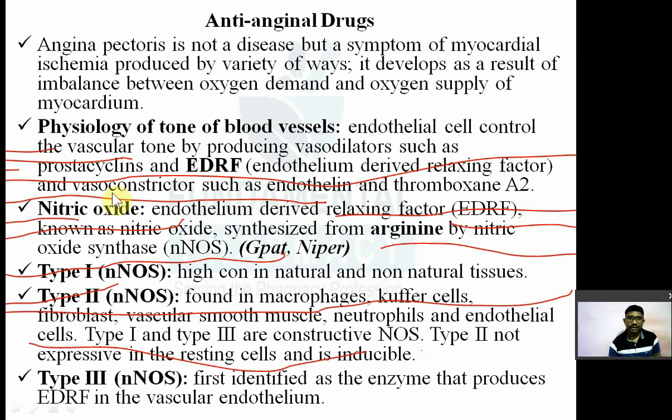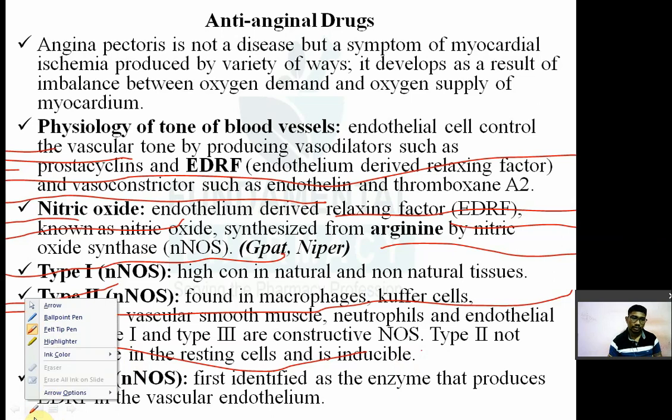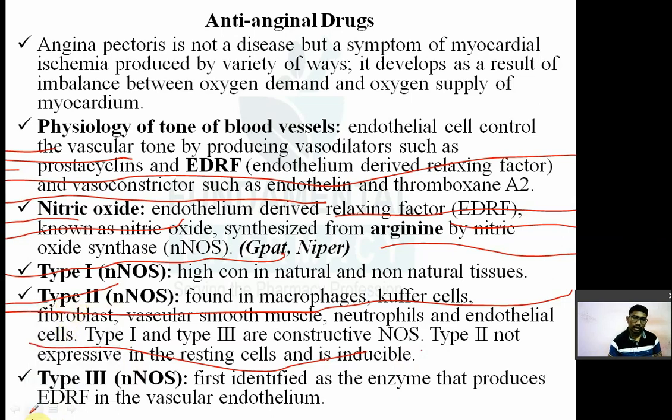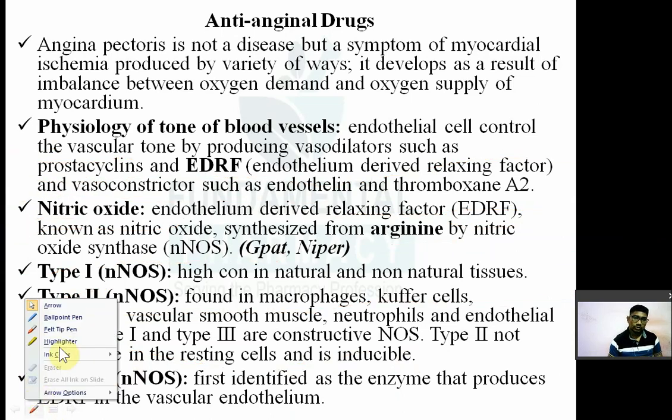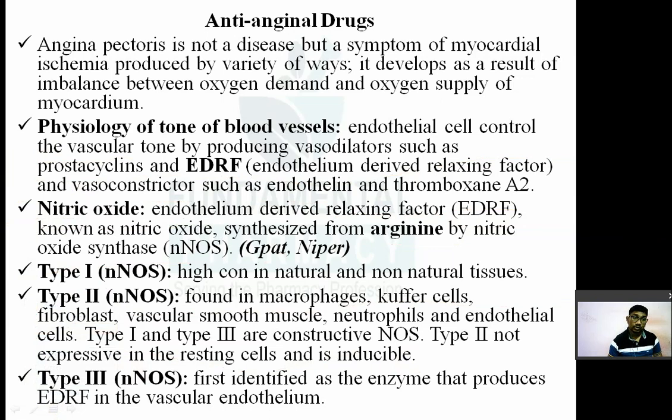Okay, and particularly nitric oxide is synthesized from the amino acid arginine. And there are three kinds of enzymes that catalyze the conversion of arginine into nitric oxide. So what are these enzymes? Type 1 nitric oxide synthase, type 2 nitric oxide synthase, type 3 nitric oxide synthase. Okay, so remember there are three nitric oxide synthases.